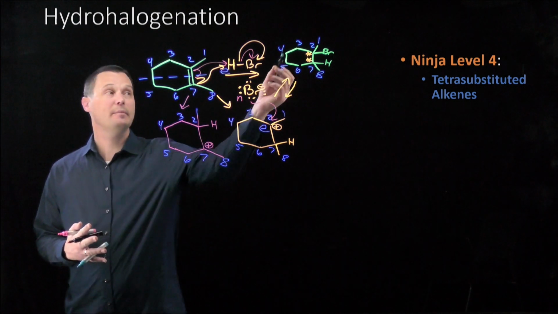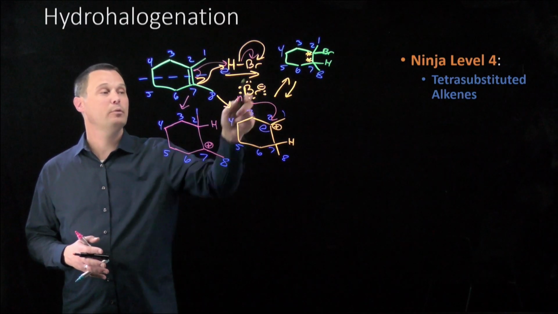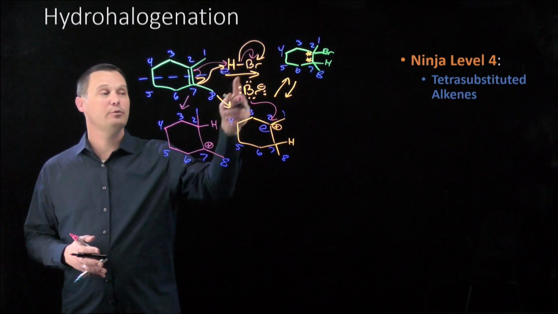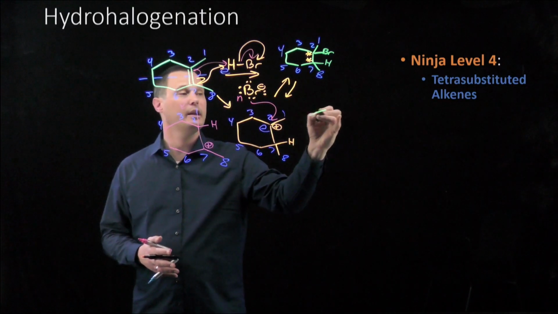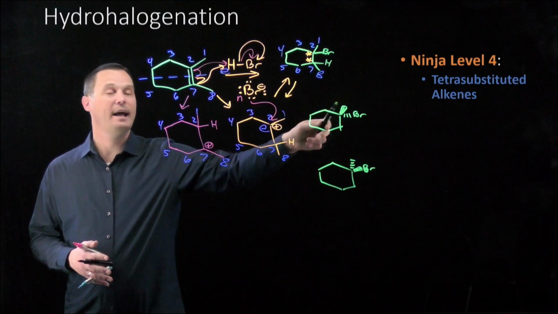So let's go backwards in the mechanism to see where we form those stereocenters. The stereocenter at carbon number 2 formed in this last step where bromide attacked this carbocation, which is flat, trigonal planar, sp2 hybridized. That means the bromide could attack from the top or the bottom, and we can get a mixture of stereocenters at that position.